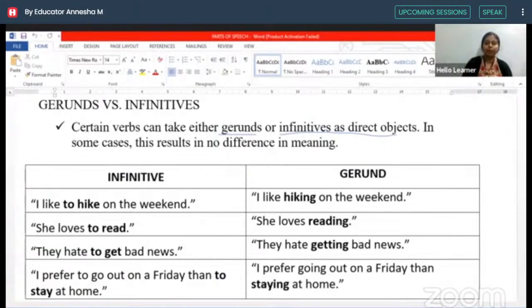So for example, look at these two sentences. I like to hike on the weekend. I like hiking on the weekend. In both of these sentences, they mean the same thing. They have the same meaning. The gerund hiking and the infinitive to hike both mean the same thing, right?